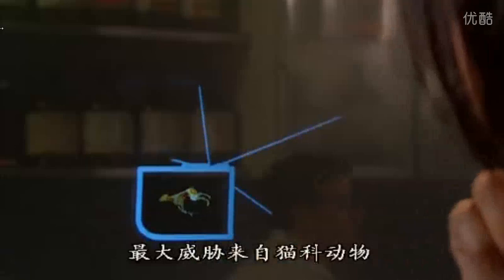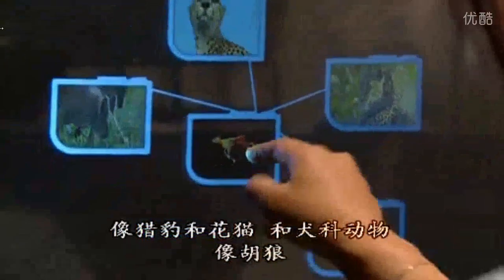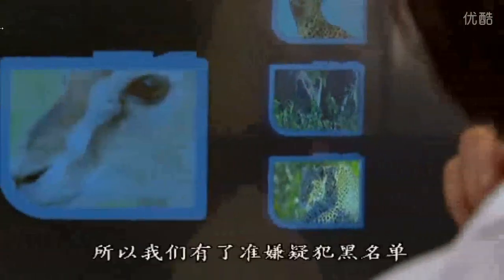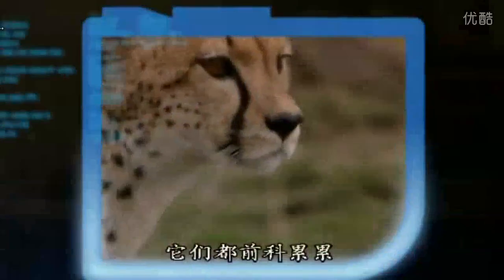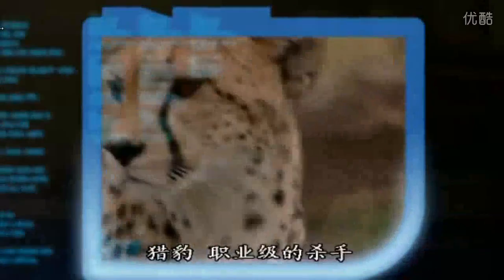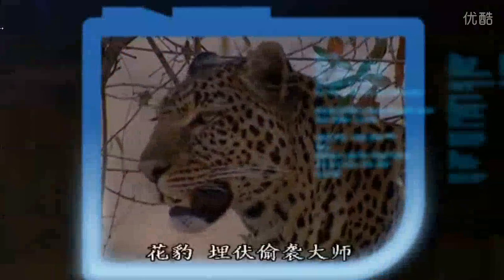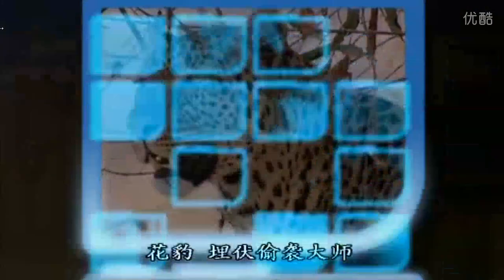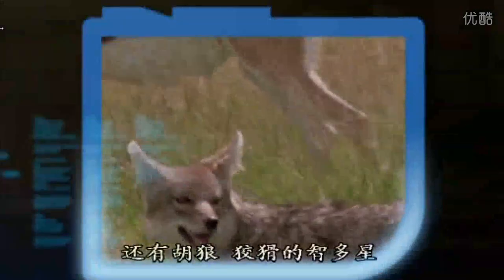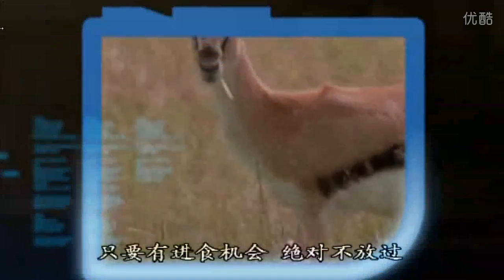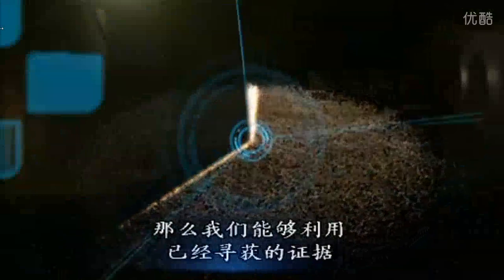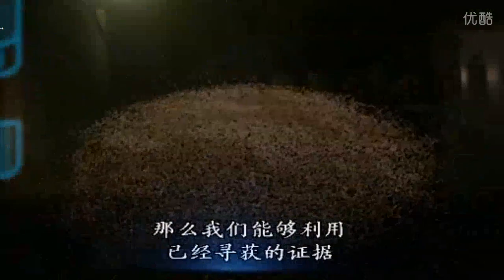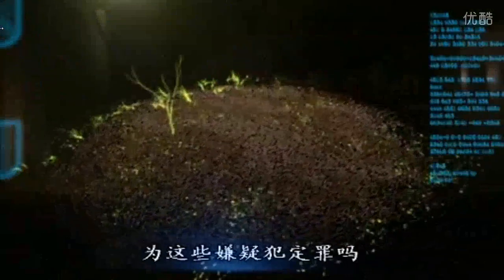The biggest threat comes from cats like cheetahs and leopards, and dogs like jackals. So we have an initial list of suspects, all with previous form. The cheetah, the professional killer; the leopard, the master of ambush; and the jackal, the clever trickster who'll kill whenever he gets the opportunity. So, can we pin any of the evidence we've found on one of these suspects?